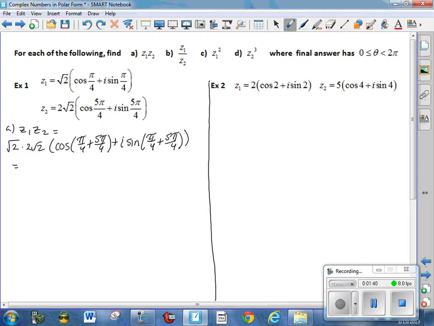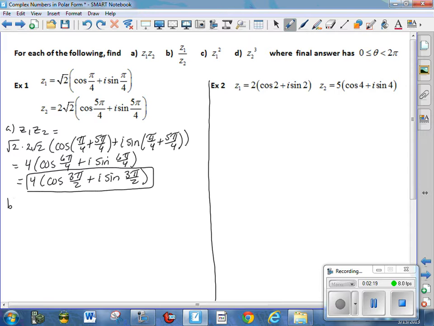Simplifying, that gives us square root of 2 times square root of 2 is 2, so 2 times 2 is 4. Then this is cosine of 6 pi over 4 plus i sine of 6 pi over 4, and reduce the fraction, and we get 4 cosine 3 pi over 2. That's supposed to be a pi. Let's do that again. Equals 4 times the quantity cosine 3 pi over 2 plus i sine of 3 pi over 2. So that is our final answer for the multiplication.